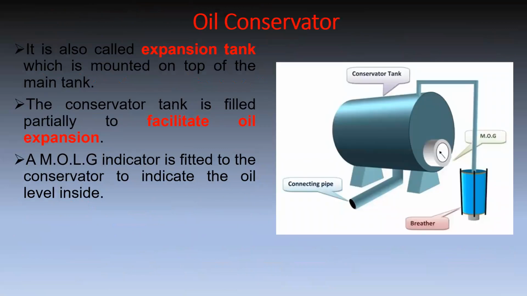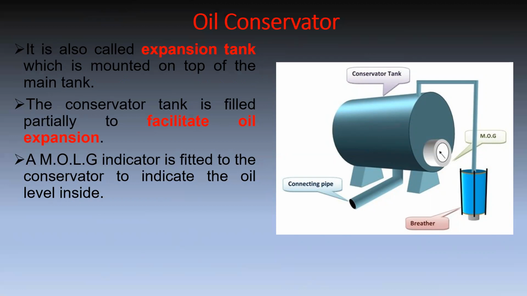Next is the oil conservator. The conservator tank is present at the top of the main tank. This is also called an expansion tank. It is mounted on the top of the main tank, and the conservator tank is filled partially. This meter is called an AMOLG, that is, magnetic oil level gauge indicator. The magnetic oil level gauge indicator is fitted to the conservator to indicate the oil level inside.